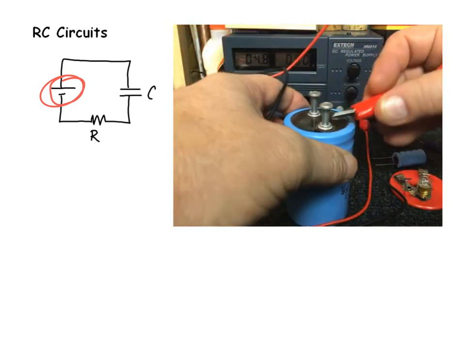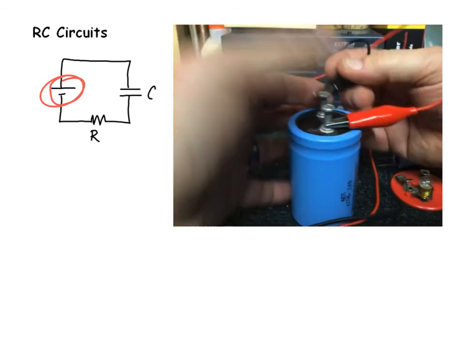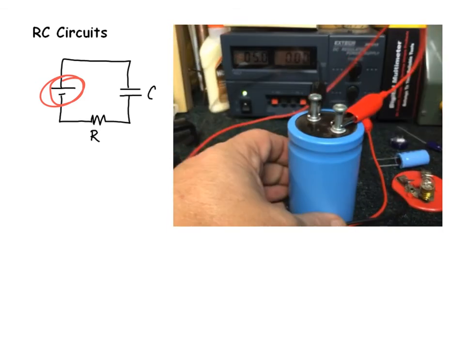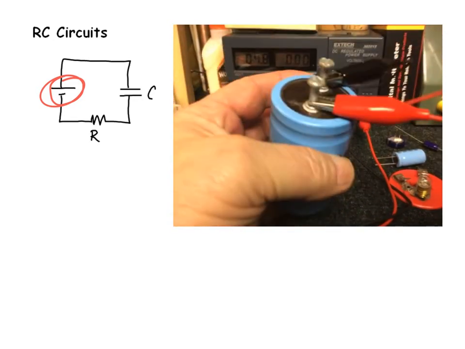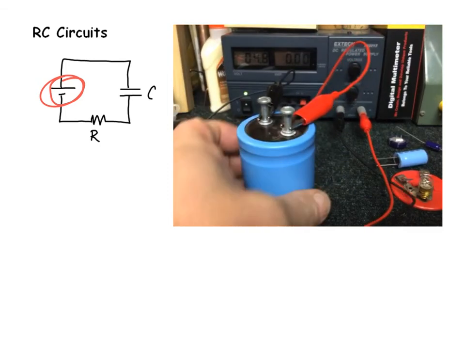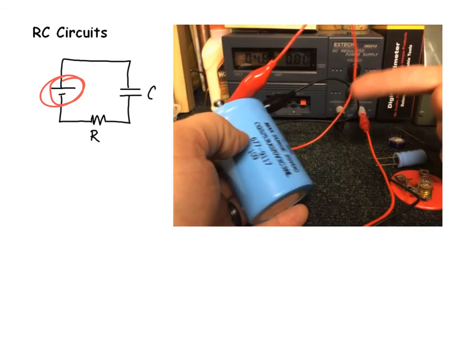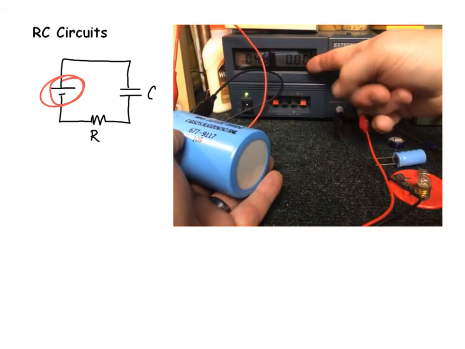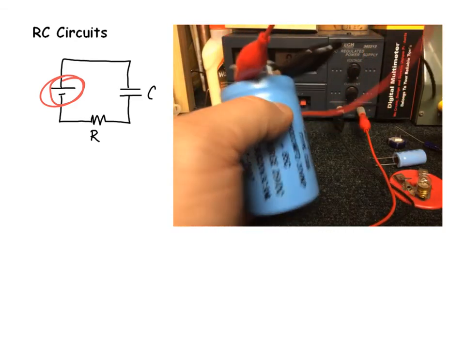I hook this up, and boom, almost instantly the capacitor is charged. Now, there's no indication, it doesn't light up, doesn't get warm, doesn't hum, doesn't do anything. The current will flow, and it will get charged up. Notice that the current here is 0. So once it's charged, the current stops flowing through it.